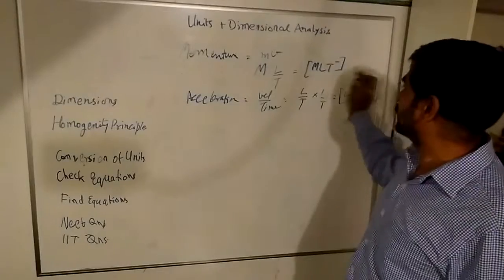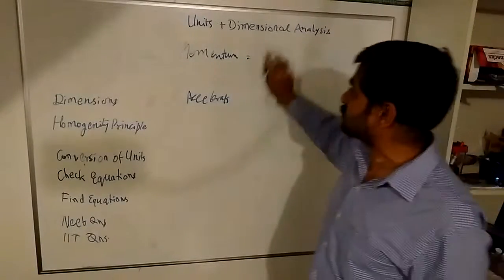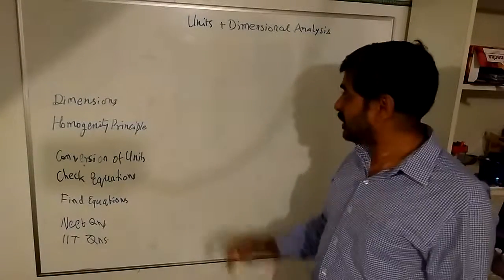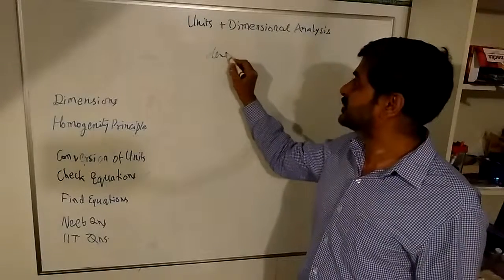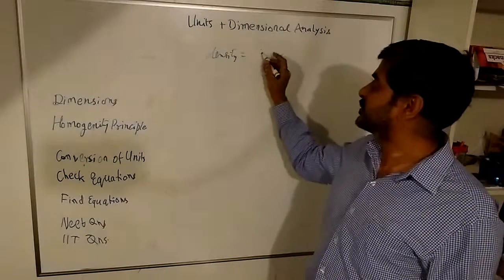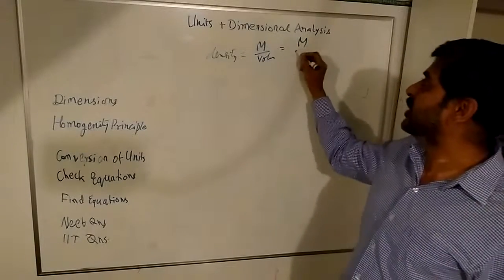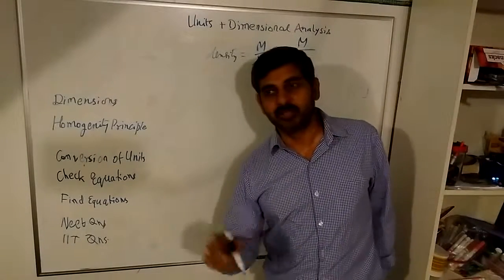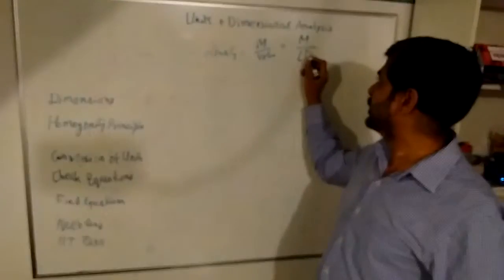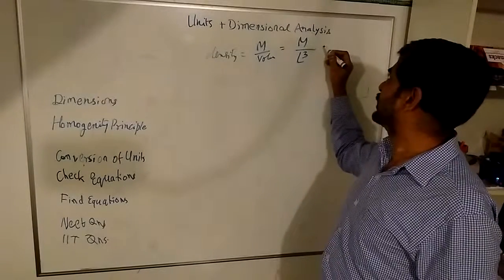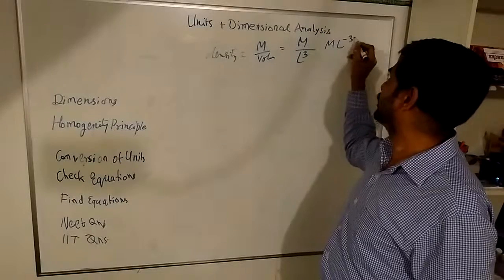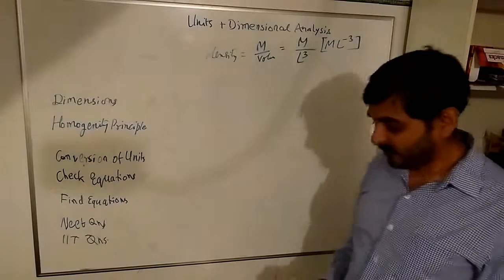Let's keep on moving. Next would be, let's say, density. We can represent density as mass divided by volume. So mass is represented by M, and volume can be represented by length into length into length, so that will be L cube. This can be represented as M L to the power of -3.